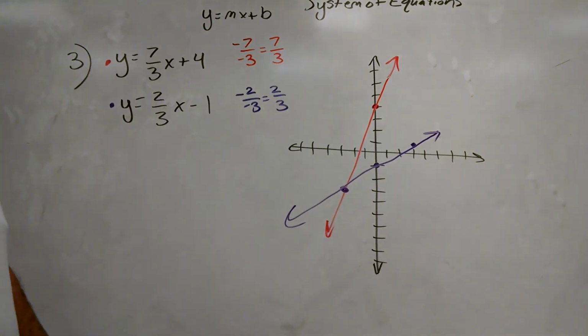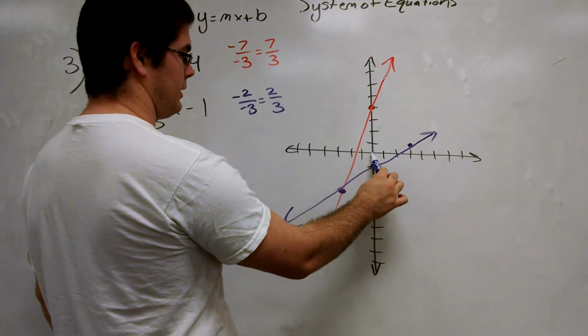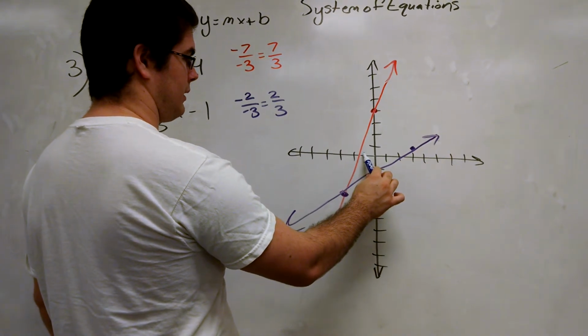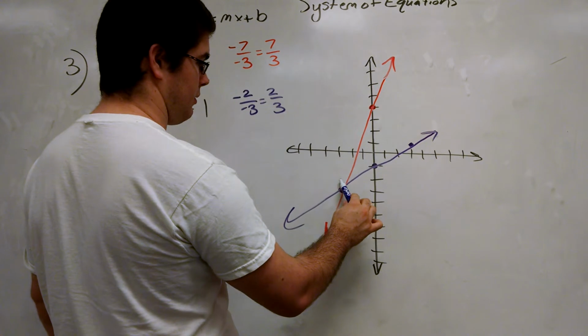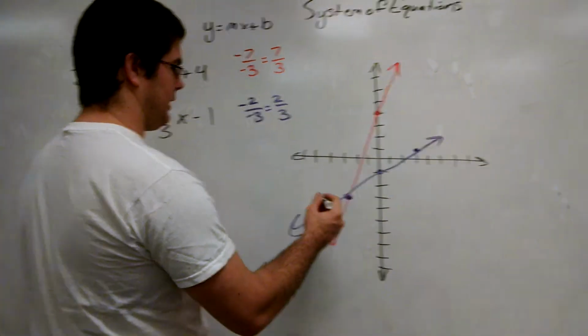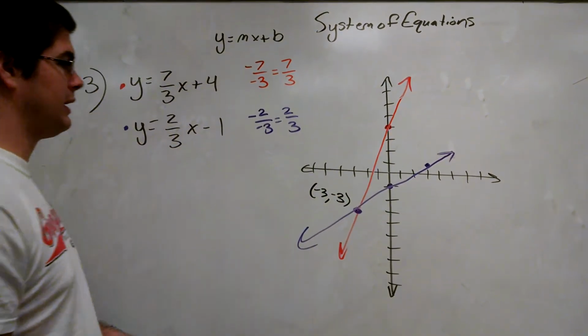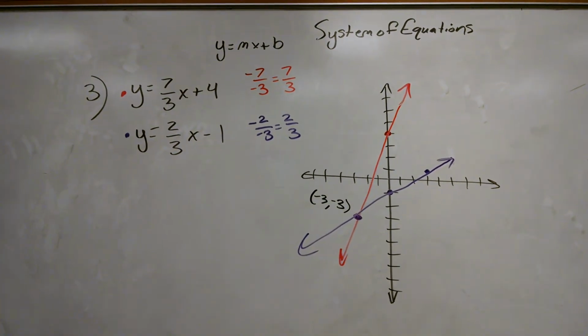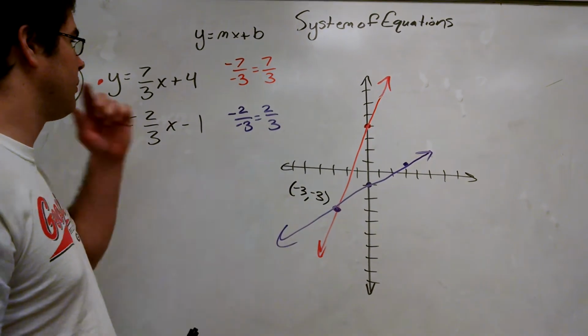Alright, so the solution is again where they intersect. And of course this is not a perfect drawing because I drew it. But it had the coordinate negative 1, 2, 3. Negative 1, 2, 3. So this coordinate, unless I'm mistaken, is negative 3, negative 3. So that's where they intersect. And remember, you can always check your answer by plugging it in. Plug it in when in doubt.